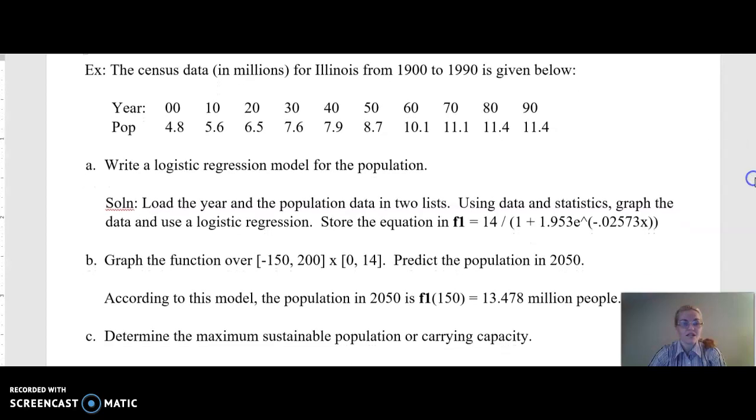So what we've got here is the census data in millions for Illinois from 1900 to 1990, given below. So this is 1900. There were 4.8 million people in Illinois versus in 1990, there were 11.4 million people in Illinois. So find the logistic regression model for the population. First things first, put the year and the population data into two lists in your calculator. So go ahead and do that right now. I'm going to pause so you don't have to watch me type it in. So pause the video.